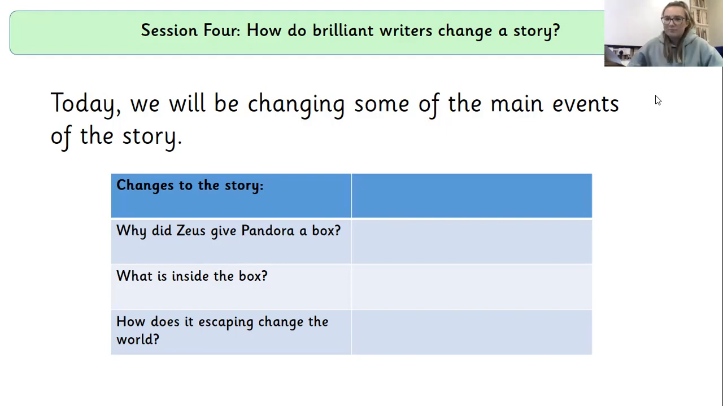Now, today, we are going to make some changes to the story to hopefully make it a little bit of a happier ending. And these are 3 things that we're going to change today. So the first thing we're going to change is, why did Zeus give Pandora a box? So have a think. So he gave Pandora a box this time in our story that we know really well, because the brothers had been annoying him and he wanted to give it to her as revenge so that she would set all the bad things free into the world.